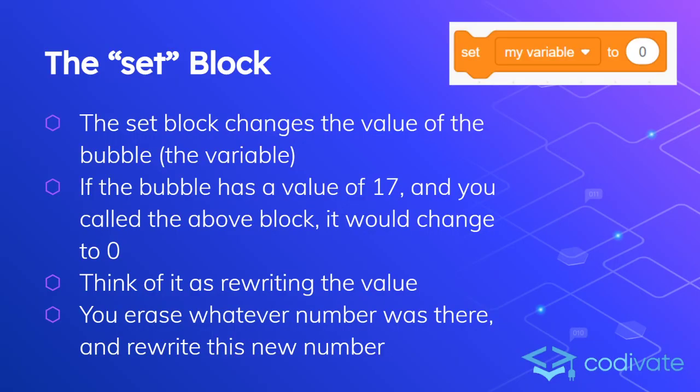Now I'm going to talk about the set block. The set block changes the value of the bubble. So, it doesn't matter what the value was previously, it just overwrites that value. So, let's say your bubble is 17 right now, and you run this set my variable to 0. You click on that block, or you use a when green flag clicked on top of it, and you click the green flag. Now the variable is equal to 0. It doesn't matter what it was before, it's now just 0. It's overwritten with whatever you put in here.